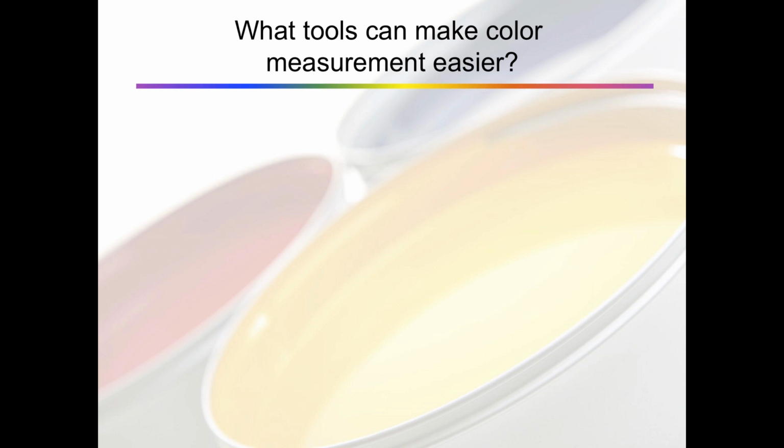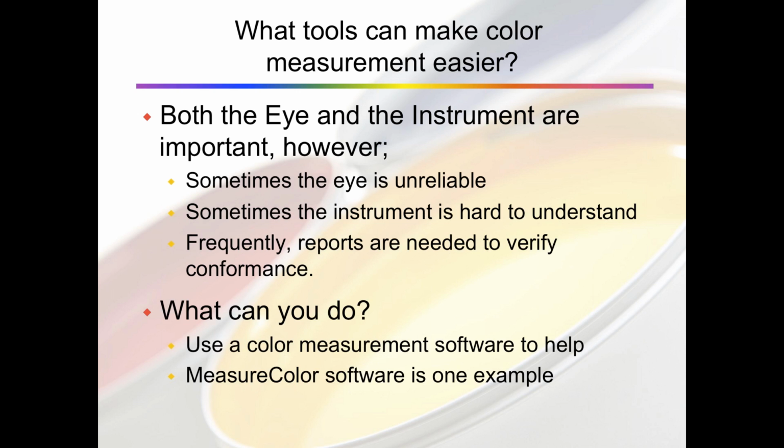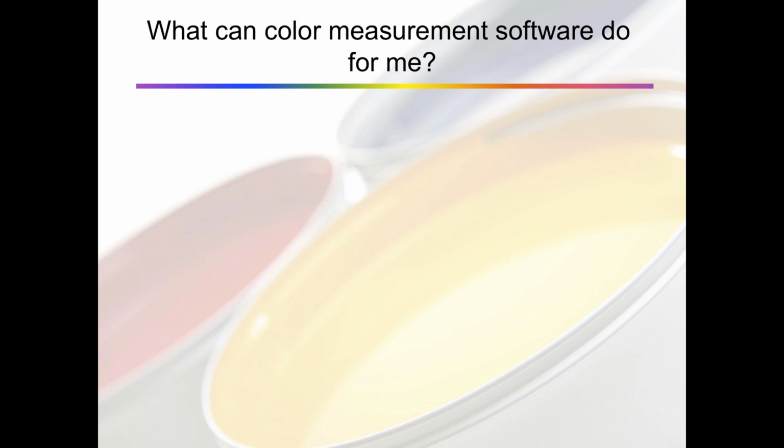So with all of this, what tools can make your color measurement easier? Well, both the eye and the instrument are very important, as we've demonstrated, but sometimes the eye is unreliable. Sometimes the instrument is too scientific and it's hard to understand. And then even beyond that, frequently reports are needed to verify conformance to your customers or your print buyer. So what can you do? You can use a color measurement software to help. Our software, MeasureColor, is one example, and I want to briefly describe what color measurement software can do for you.